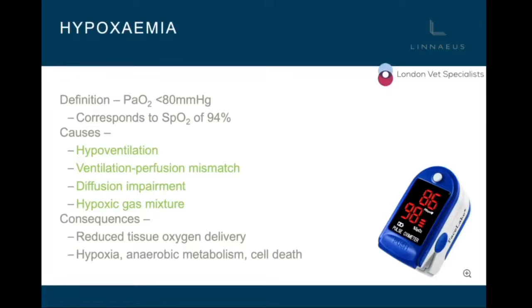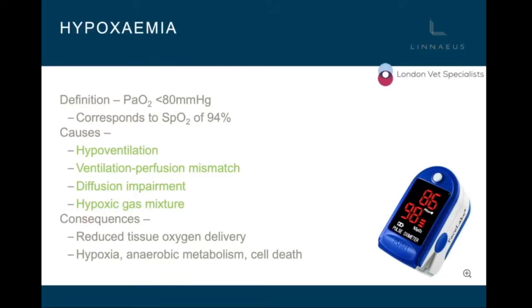So thinking about hypoxemia, again, absolute definitions will vary depending on the text that you use, but commonly that would be referred to as a PaO2 of less than 80 millimeters of mercury, which corresponds to a saturation on your pulse oximeter of 94%. And if we think of the potential causes of hypoxemia, they can be hypoventilation, so where the animal is too tired to adequately get rid of carbon dioxide. This carbon dioxide will dilute the oxygen within the alveolus and may cause hypoxemia.